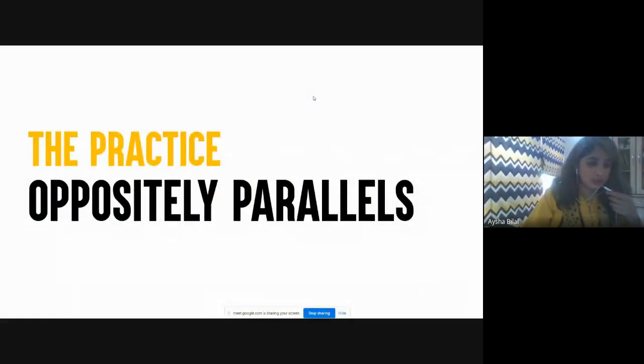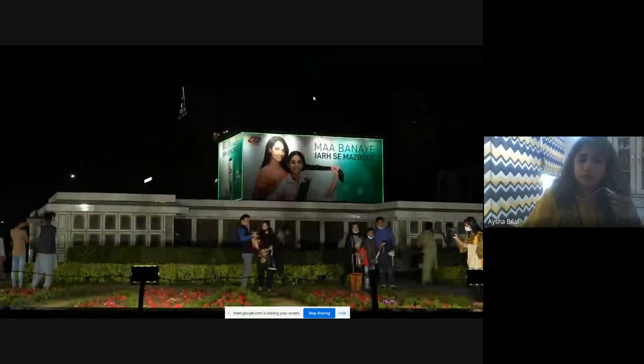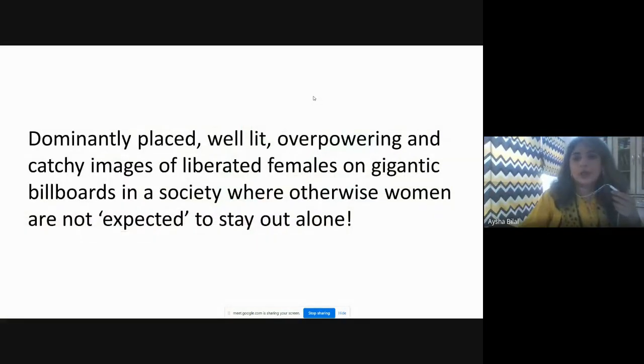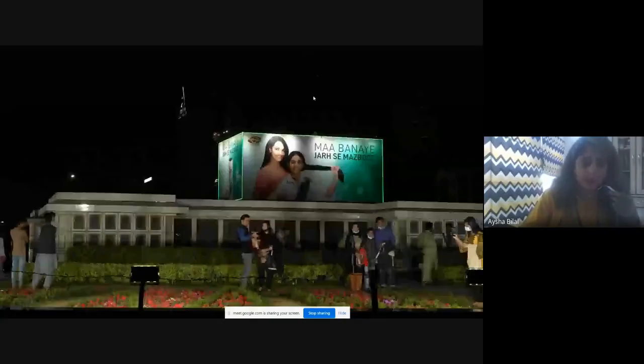Now coming to the practice, Oppositely Parallels. This is the first image from the series of moving images, Oppositely Parallels. This image of the billboard we can see on Liberty Chowk, and what I'm trying to say about it is dominantly placed, well lit, overpowering and catchy images of liberated females on gigantic billboards in a society where otherwise women are not expected to stay out alone. And if we look deeper into this image, the placement, the lighting, green and white, symbolizing piousness and divinity, the square shape from this certain site tickles our memory of belonging to a sacred place.